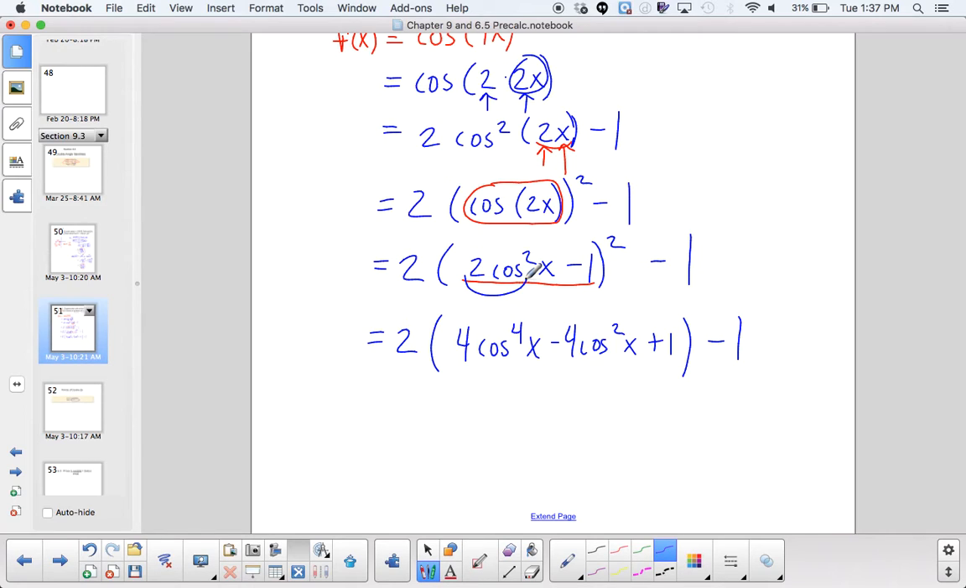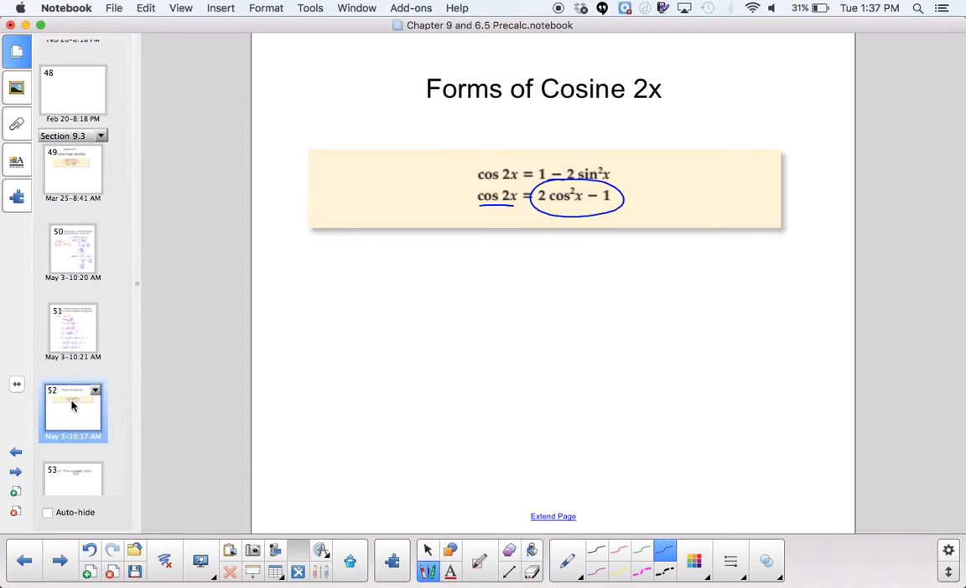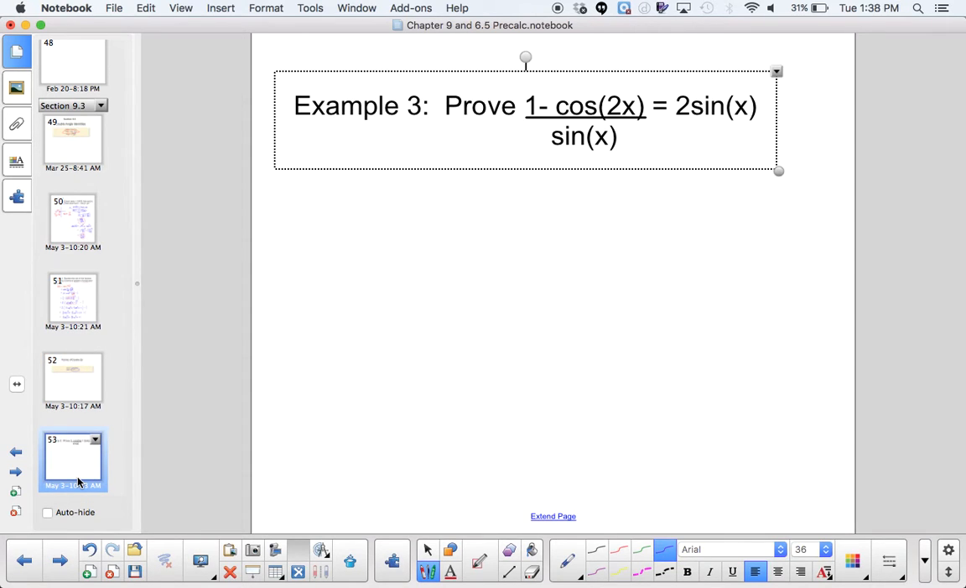All right, now I can distribute my 2, and I get 8 cosine 4th x minus 8 cosine squared x plus 2 minus 1. And I simplify that one more step to 8 cosine to the 4th x minus 8 cosine squared x plus 1. Okay, and there I have it simplified. You notice we only have powers of cosine x, and then we have one constant, the plus 1. So it's worked out. And moving on, let's look at another example.